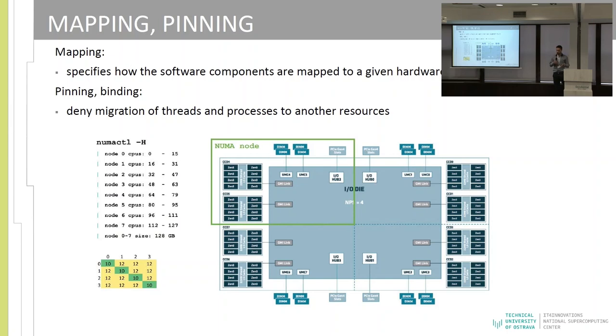So in order to utilize this hardware most efficiently, I should map my MPI processes or threads across all available NUMA domains, and I should pin the processes to these NUMA domains. Pinning means that if I start my MPI application, some MPI process can start computation on one NUMA domain, and the operating system can migrate this MPI process to another NUMA domain. That is not optimal behavior.